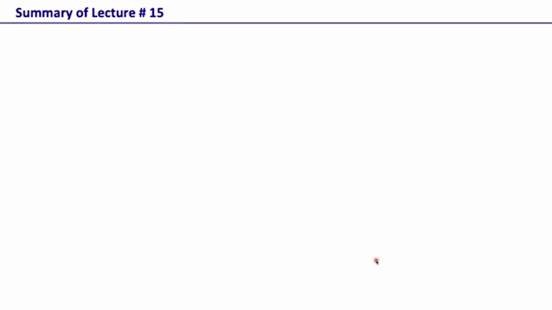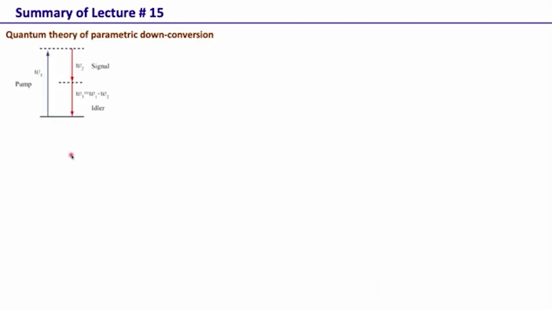First, let's look at what we did in lecture number 15. In lecture number 15, we studied the quantum theory of parametric down conversion. Parametric down conversion, as we saw, is a nonlinear optical process in which the nonlinear medium absorbs a photon at frequency omega 1 and emits two photons, one at frequency omega 2 and the other one at the difference frequency omega 3, which is omega 1 minus omega 2.